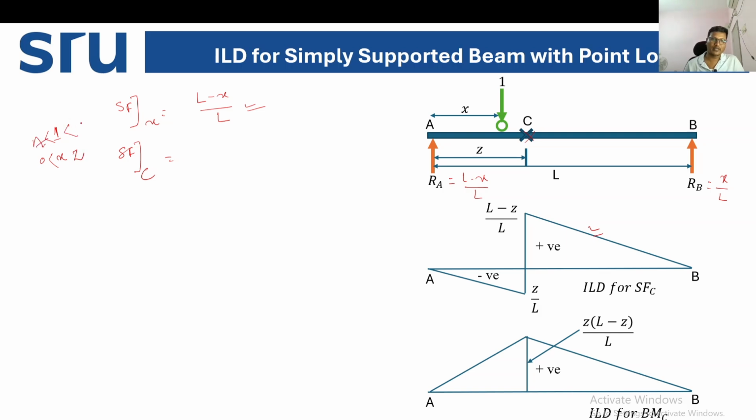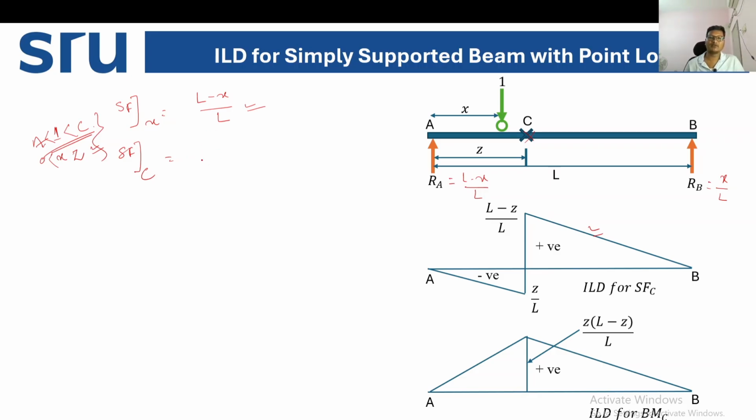Unit load is in between A and C. Or we can write that the X value is in between 0 to Z, right? So both conditions are the same. So how to find out the shear force at C?